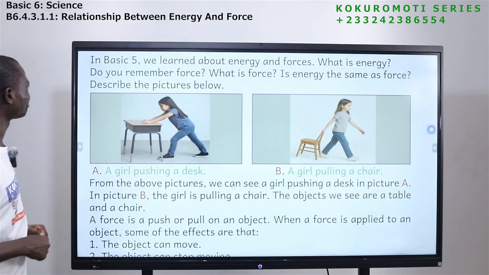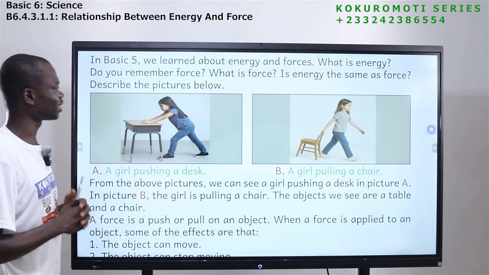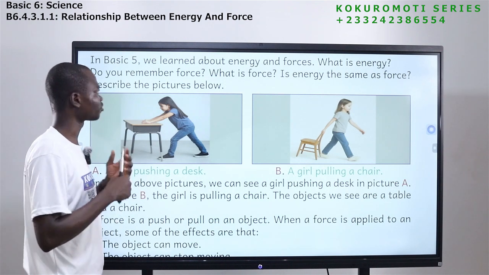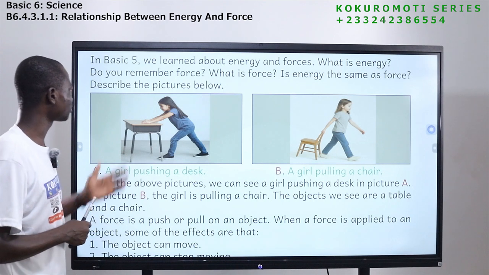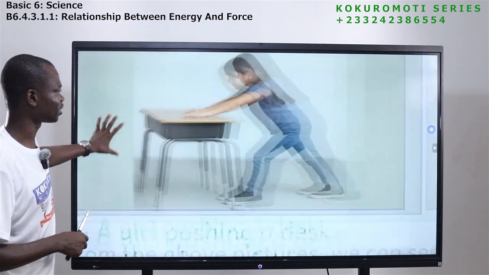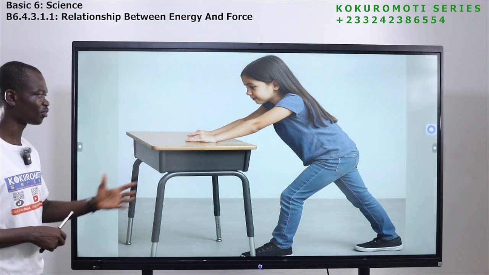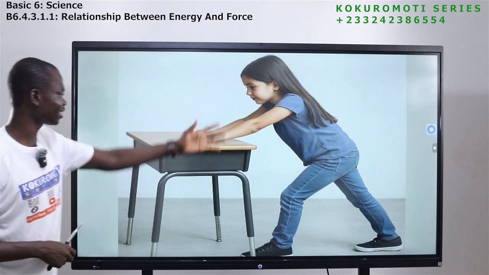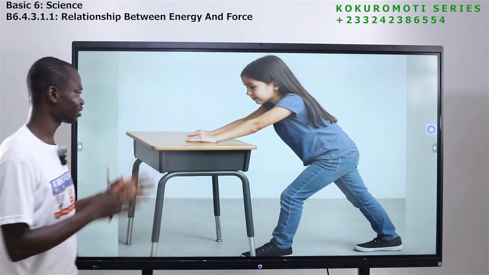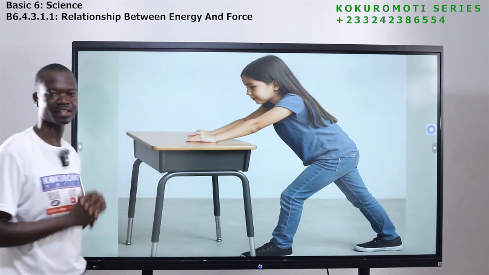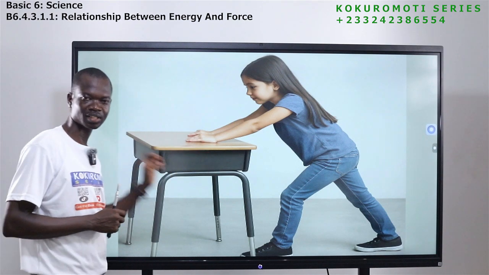Now let's continue. In basic 5 we learned about energy and forces. What is energy? Do you remember force? What is force? Is energy the same as force? Describe the pictures. So these are the pictures that we have. If you look at this girl, what do you see? I can see a girl, I can see a desk. What is the girl doing to the desk? The girl is pushing the desk.